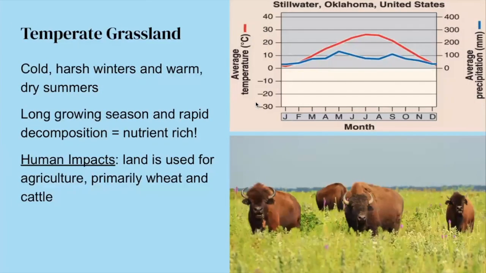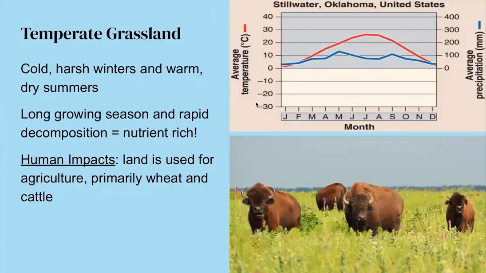Okay, so this biome is our temperate grassland. We get pretty cold, pretty harsh winters and pretty warm, dry summers. This is like the Great Plains of North America as an example of a temperate grassland. We see a really long growing season in this area, which is really cool. So that means we've got lots of plant life that can be supported. And we see rapid decomposition because it is rather warm in this biome. And that means we have lots of nutrients.